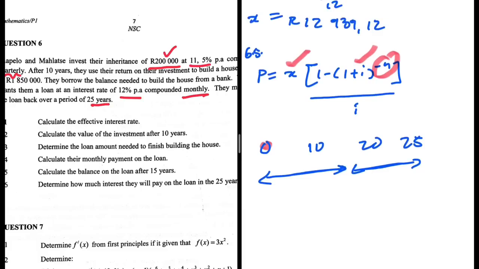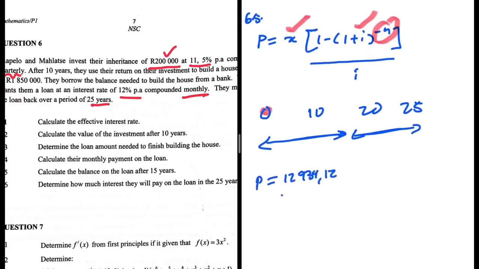So that is how you find the balance. In place of n, you substitute the number of months that are left that we still need to pay. So P will be equal to X, 12,939.12 multiplied by... I think everything will fit, it's fine, I can just write it here.